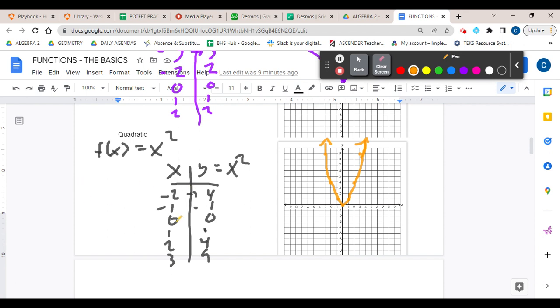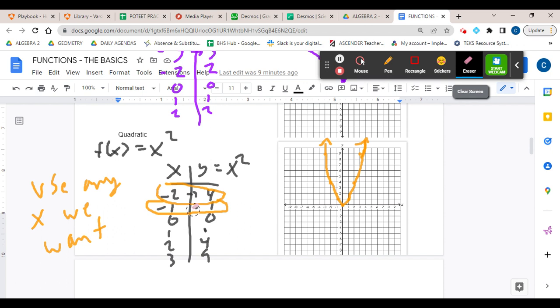And again, we can use any x that we want to plug in there. So plug any x's in that you want, square it to get the corresponding y values, and so now we have our points. Negative 2, 4 is a point. Negative 1, 1 is a point.